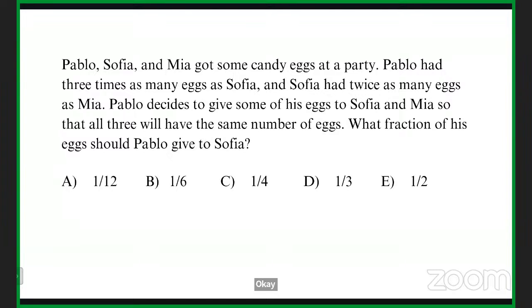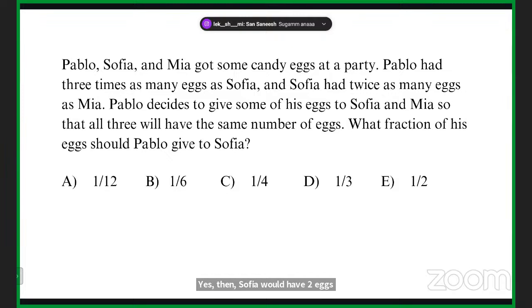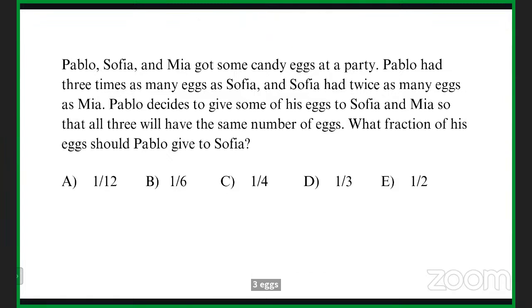Yes, ma'am. So if we take that Mia has x number of candies, then Sophia would have 2x and Pablo 3x. Ma'am, I think it is echoing. Okay, you can say. Then each of them has an x. So the total number is 6x.